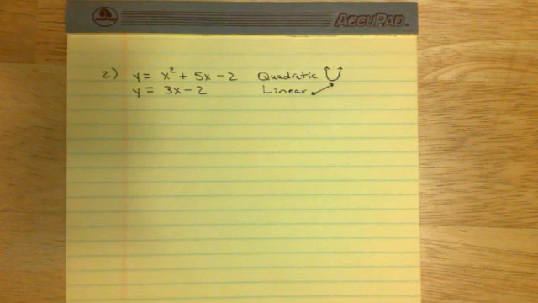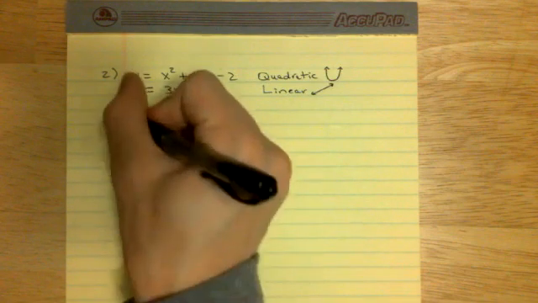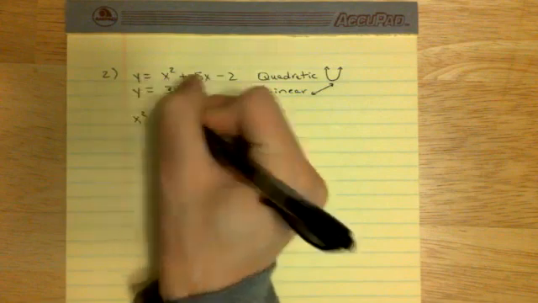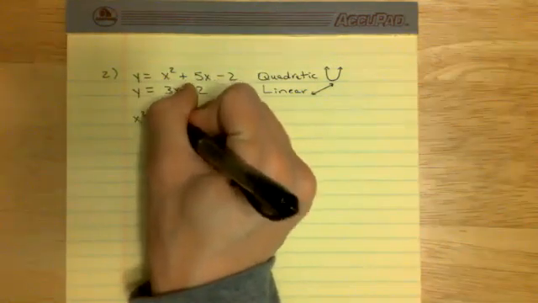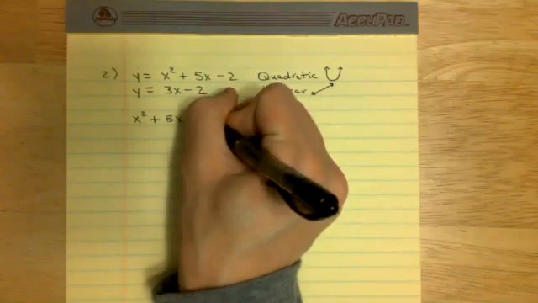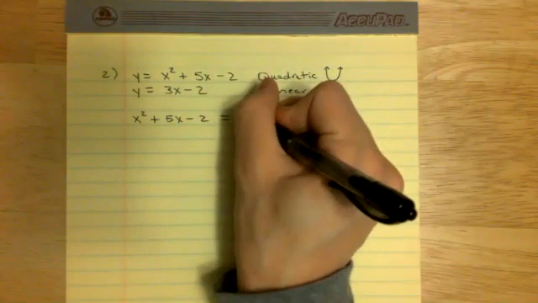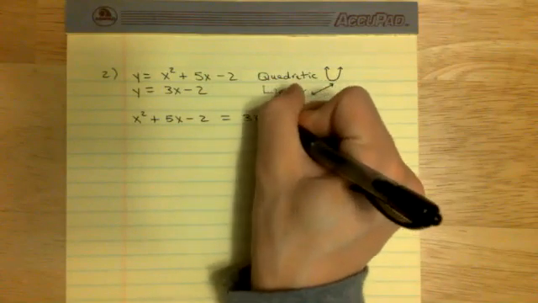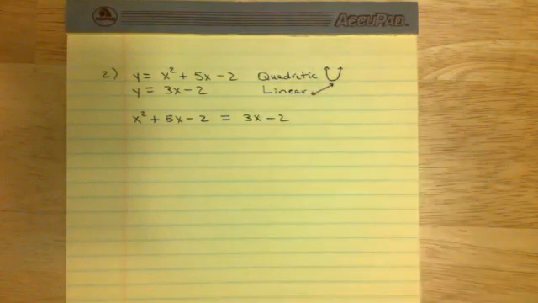All right, so we're going to put the quadratic part on the left side as usual. So I'm going to have x squared plus 5x minus 2. And on the right side, I'm going to put 3x minus 2. So that's the way I set it up. I always put the quadratic part on the left side.